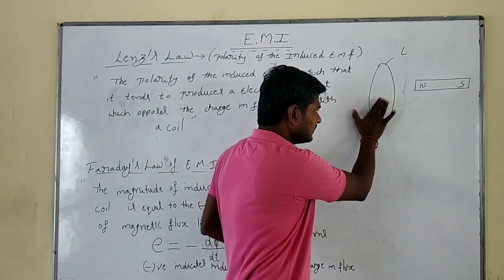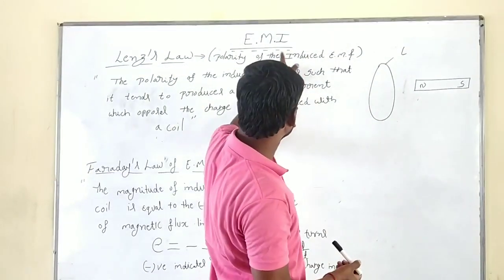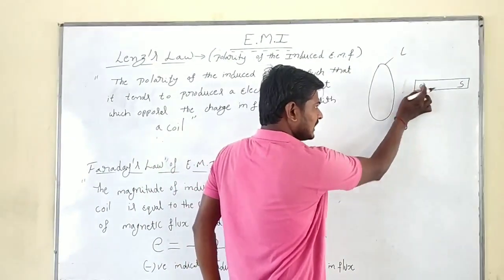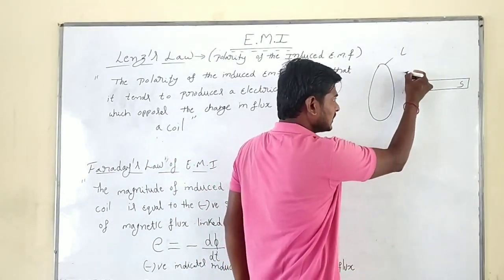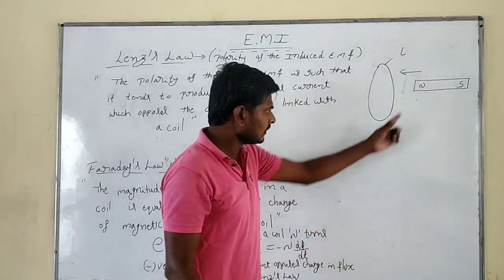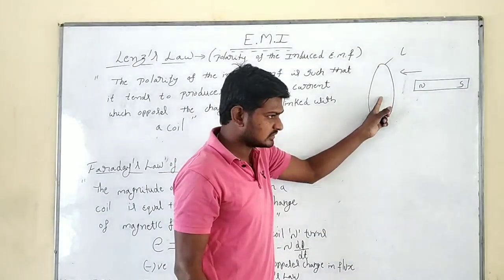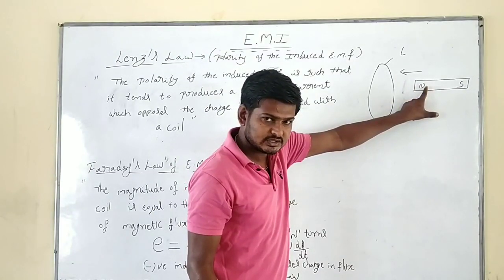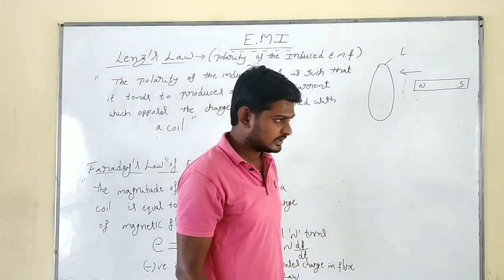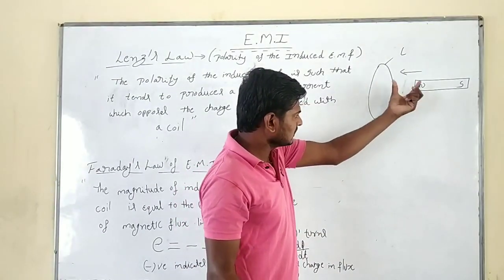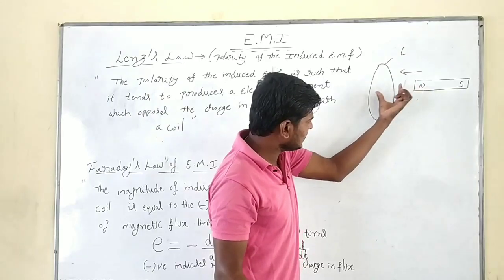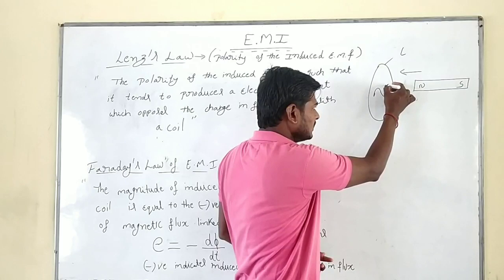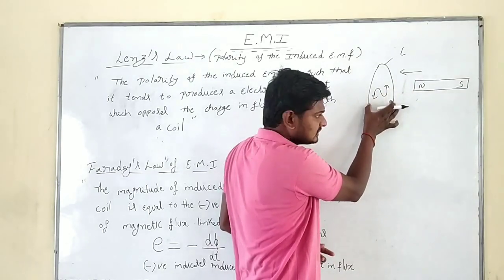Same way here, how is the EMF going to be induced, and how are we going to find the polarity of the induced EMF? Simple. Here I am moving the north pole towards the coil. When I move the north pole towards it, what will happen? Already you know that like poles repel each other, and unlike poles attract each other. Here I am moving the north pole against the field. Here also the face of the coil is going to become north. North will repel north.